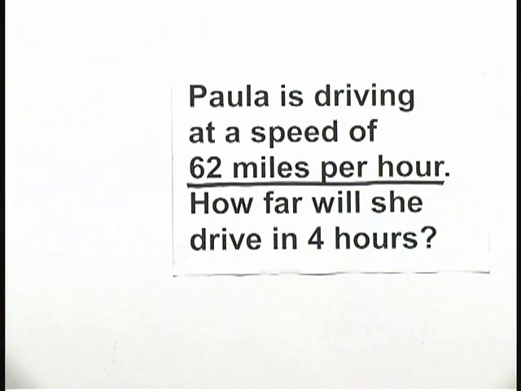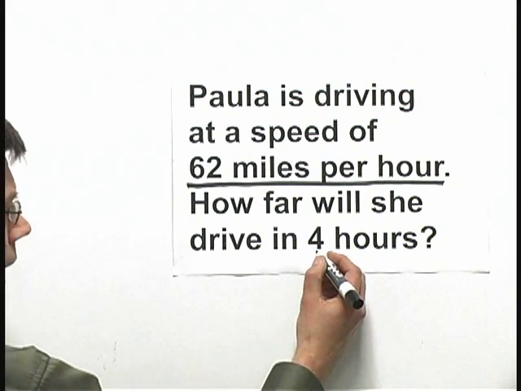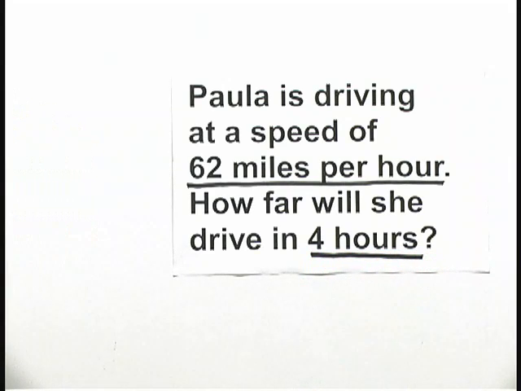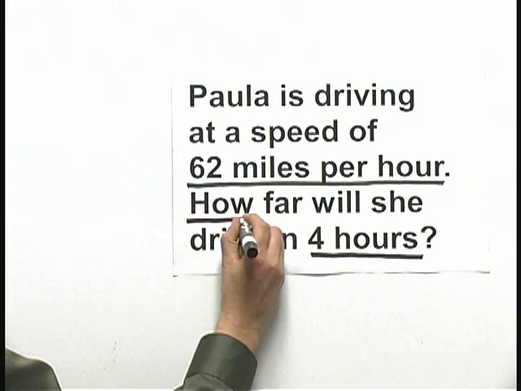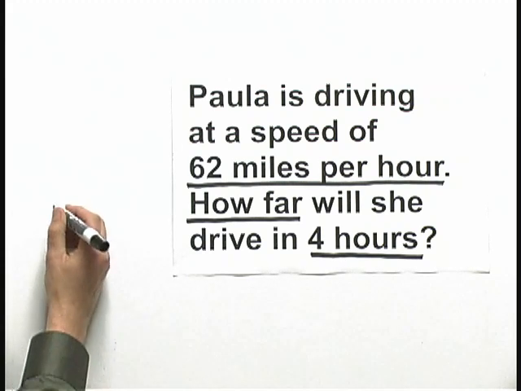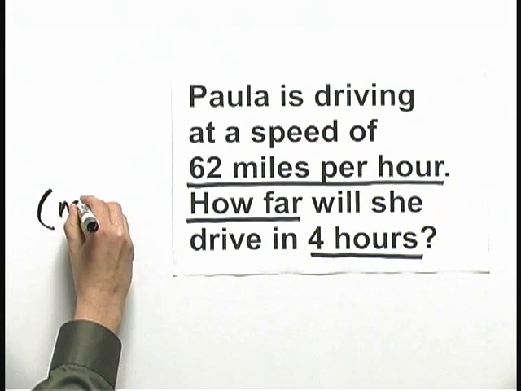62 miles per hour is the speed at which Paula is driving her car. Now we know that she's going to drive for 4 hours of time. And what we want to figure out is how far she will go in that much time. How far here means how many miles.